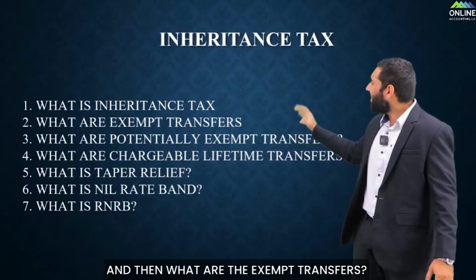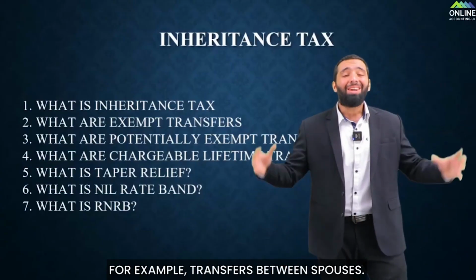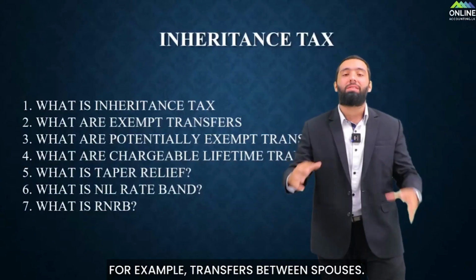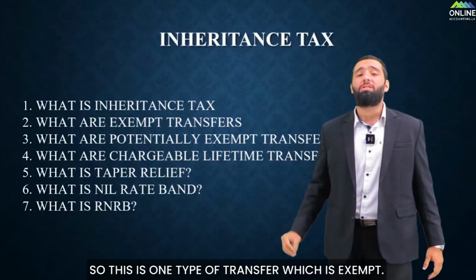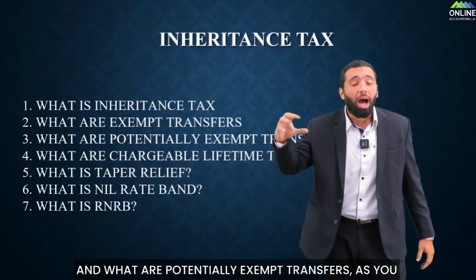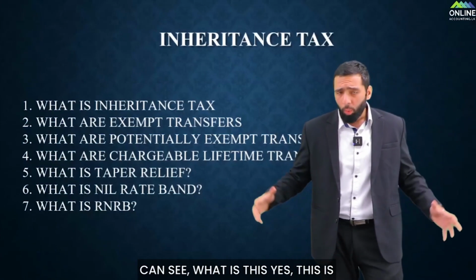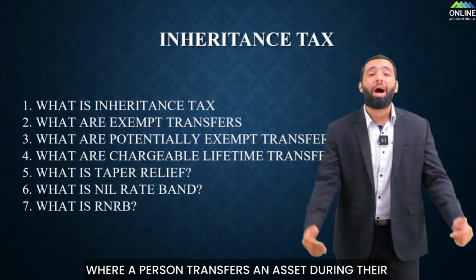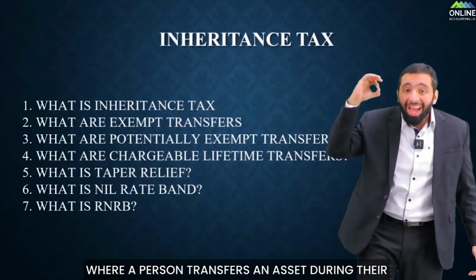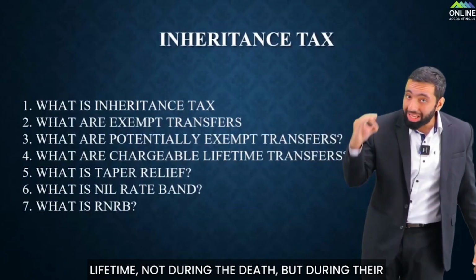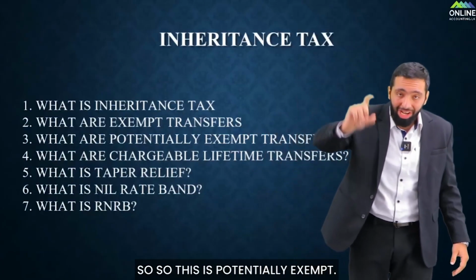And then what are the exempt transfers? There are many exempt transfers. For example, transfers between spouses are always exempt. So this is one type of transfer which is exempt. And what are potentially exempt transfers? This is where a person transfers an asset during their lifetime, not at death, but during their lifetime, from one person to another person. So this is potentially exempt.